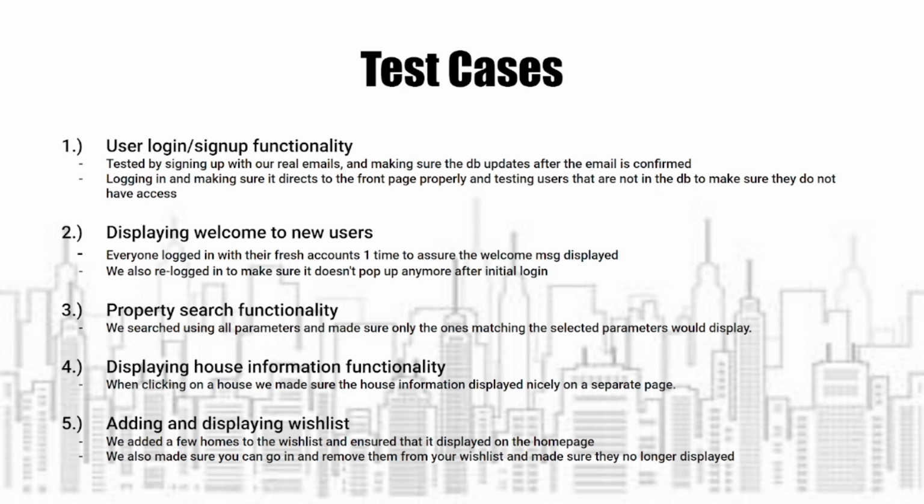The last thing that we tested out was adding and displaying our wish list. So on the house information, we have an add to the wish list button, and we just added a few houses to the wish list and made sure that it would display on the home page properly. And if you click to add to the wish list again, we made sure that it removed it and it no longer showed on the home page. So we just messed with that a few times, added a lot of houses and removed a lot of houses, just making sure that worked out properly.